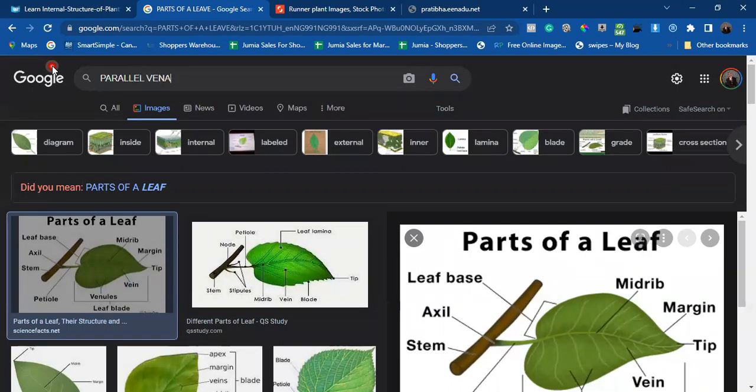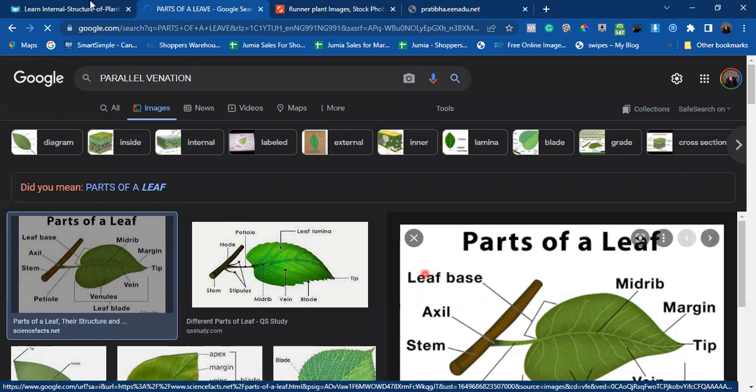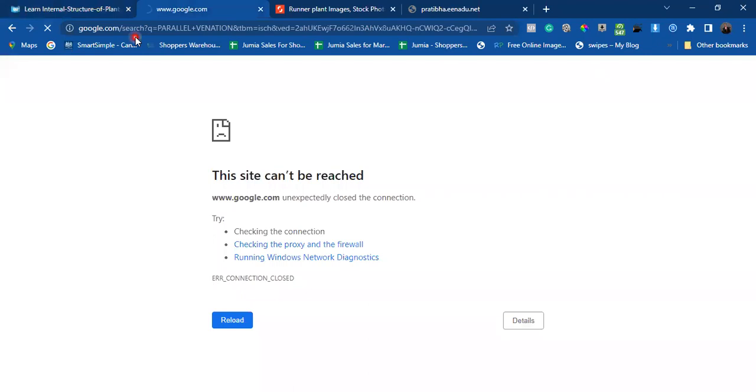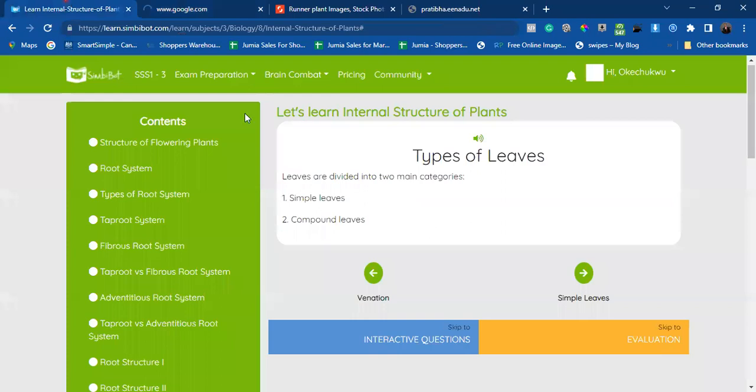Parallel venation. Okay, let's move on. Leaves are divided into two main categories, the simple leaves and the compound leaves.